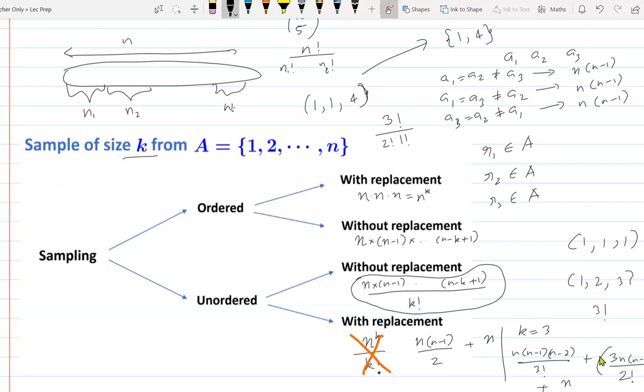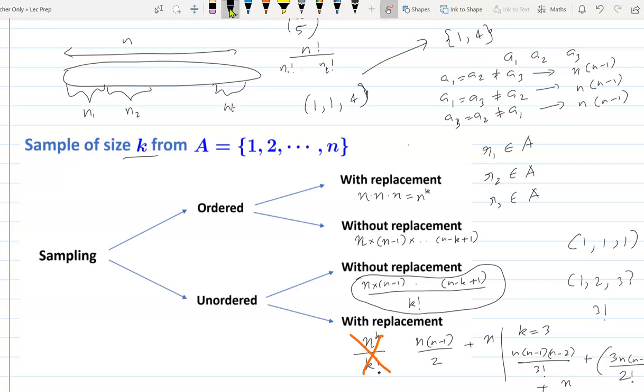Excuse me, sir. I have a doubt. If we consider it this way, then we are considering these 3 arrangements as different outcomes. Like 1, 1, 4 is different and 1, 4, 1 will be different. These 3 factorial divided by 2 factorial, these 3 permutations are these 3 basically.